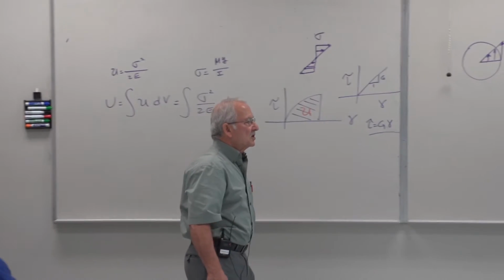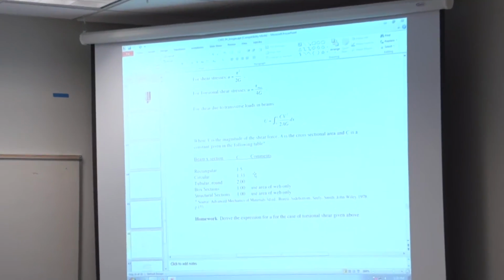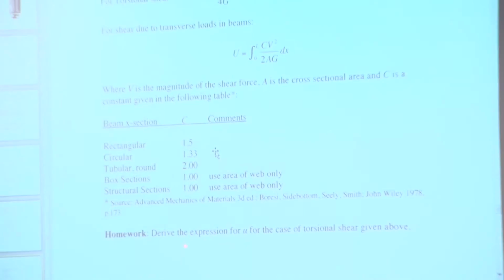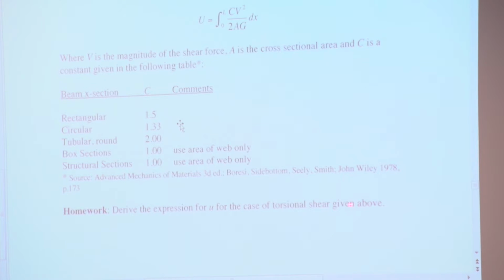So those are the values of C that you use for these sections. And this is what I meant when I said it's a homework. So derive the expression for U in the case of torsional shear given above, that equation. You should prove that that is the correct equation for torsional shear stress. Any questions?